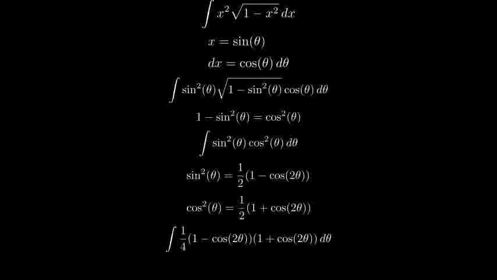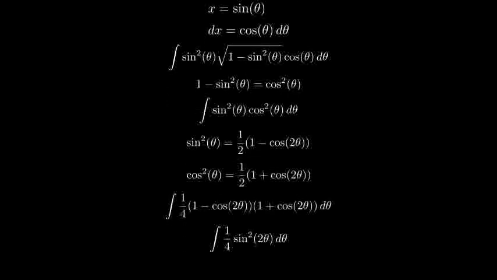Now we know that 1 minus cosine of 2 theta times 1 plus cosine of 2 theta is simply 1 minus cosine squared of 2 theta, which can be rewritten as sine squared of 2 theta. Thus, our integral further simplifies to 1/4 times sine squared 2 theta d theta.